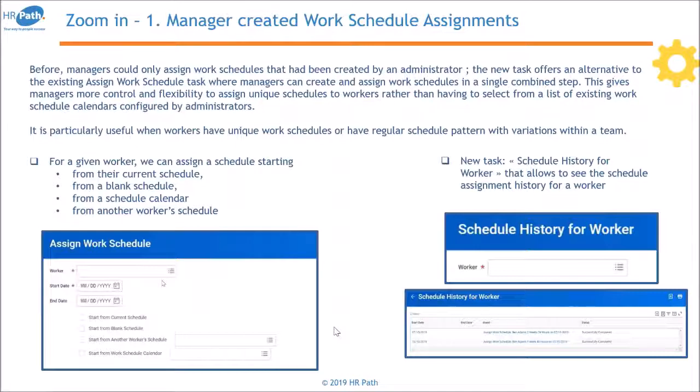Then I can use the view schedule for worker task to verify the changes made. And there is also this new task that you can see on the right, schedule history for worker, that allows you to see the schedule assignment history for a worker.